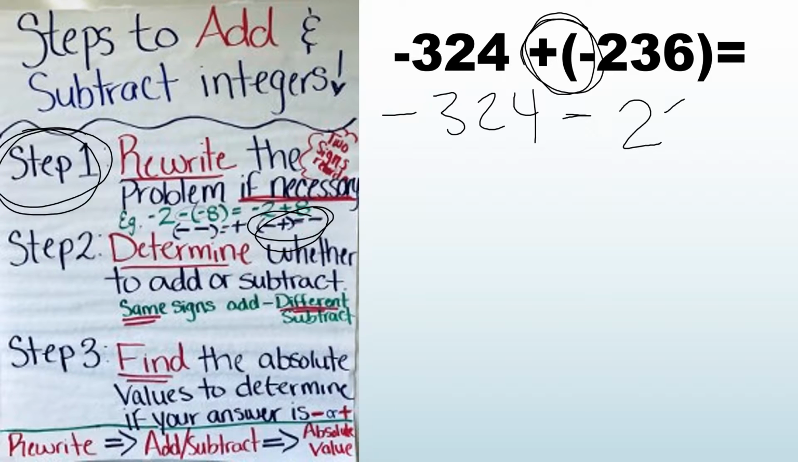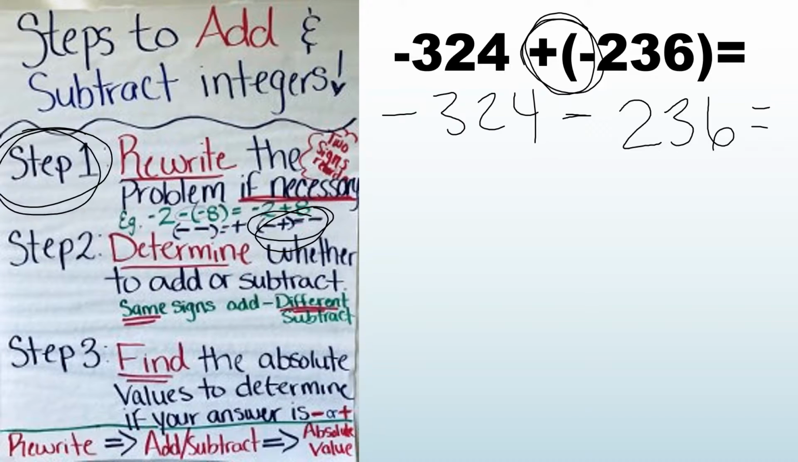minus 236. So if you think of it, if you owe somebody $324 and then somebody gives you -$236, another way of saying that is just taking away 236.